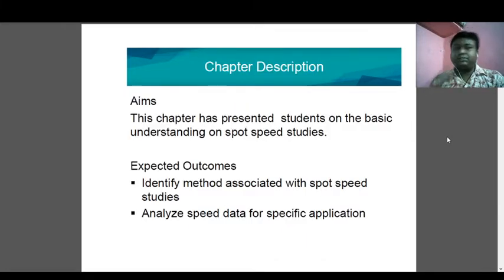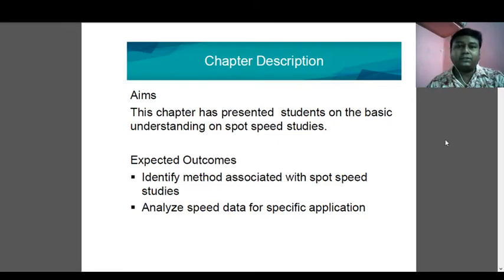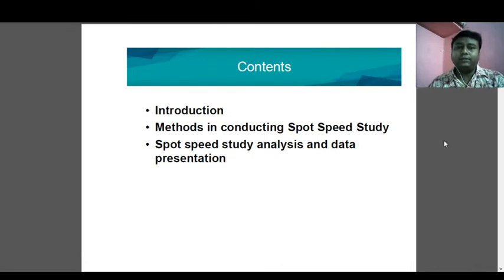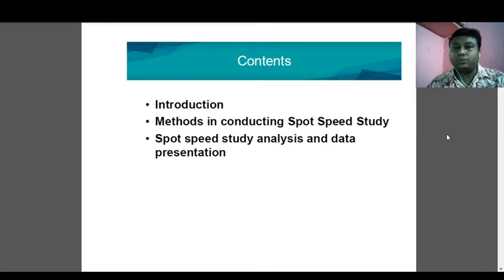So what is the description of this speed study? Basically, this chapter, or this presentation, is presented on the basis of understanding spot speed study. What a spot speed study is, and what the regular type of study is, we will discuss at a later stage. The expected outcome from this lecture is that you can find out the methods associated with spot speed studies and analyze speed data for specific applications. The content: initially we will understand the introduction, the method of conducting spot speed study, analysis and data presentation, and at the end we will solve some mathematical problems related to spot speed study.